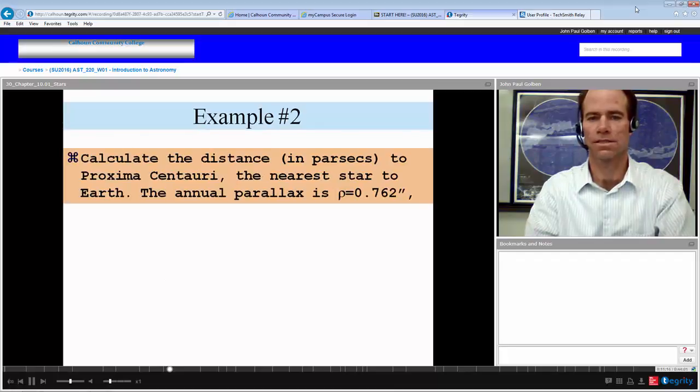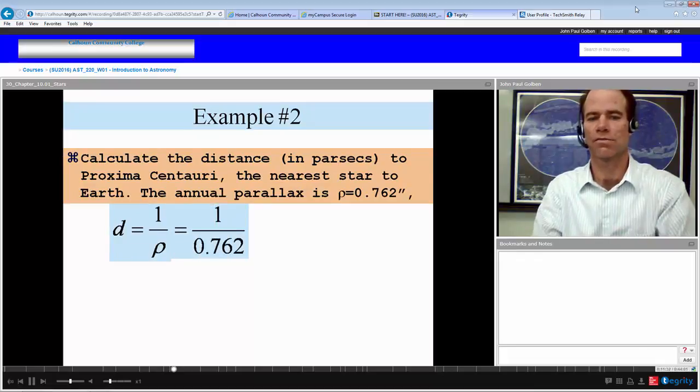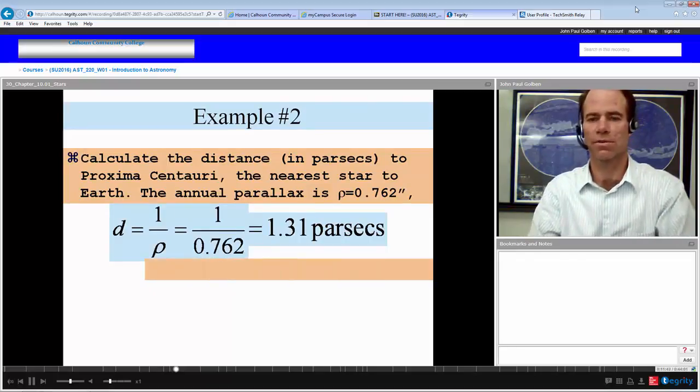Here's another example. Calculate the distance in parsecs to Proxima Centauri, which is the nearest star to Earth. It is the small neighbor star to Alpha Centauri. Annual parallax is 0.762 seconds of arc. So 1 over 0.762 is 1.31 parsecs. So even the nearest star to us is still greater than 1 parsec away, 1.31 parsecs away.